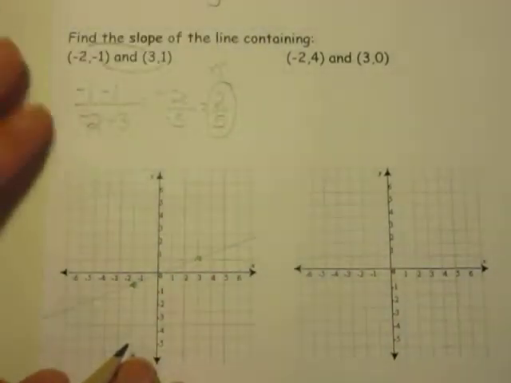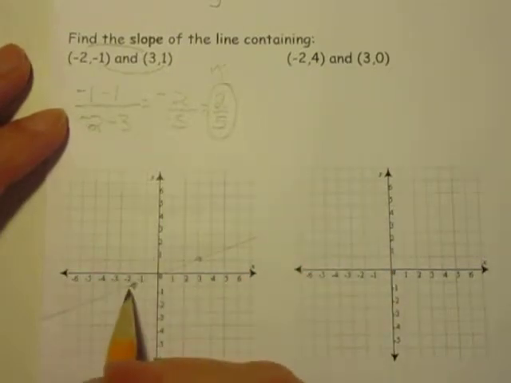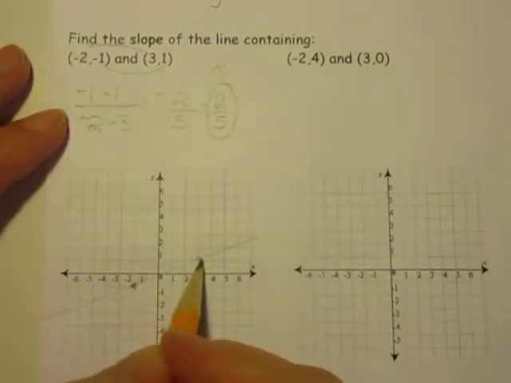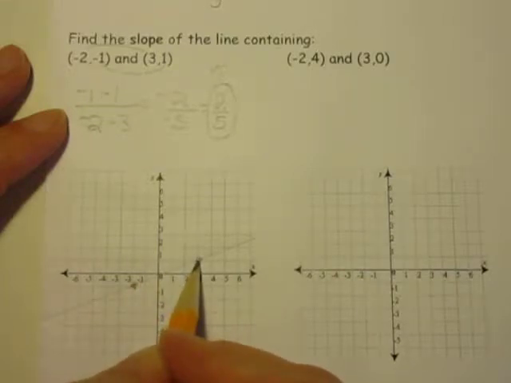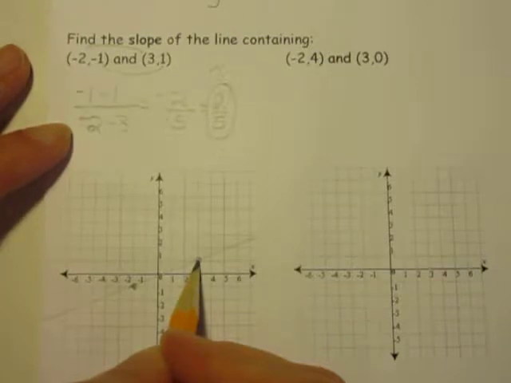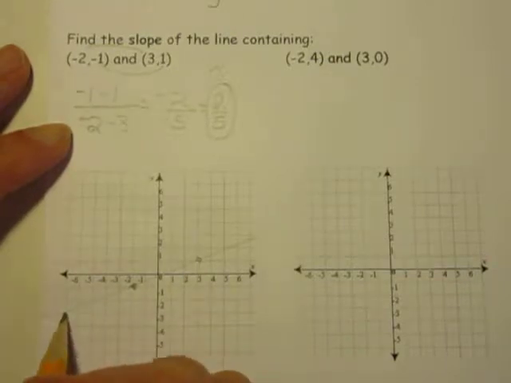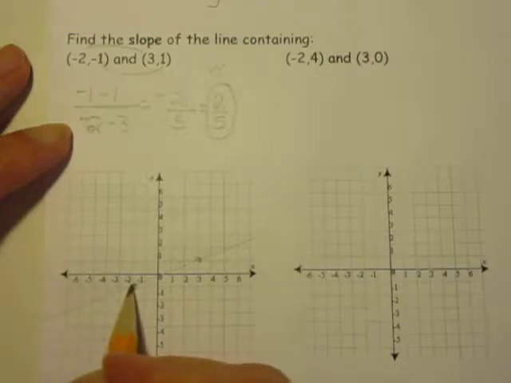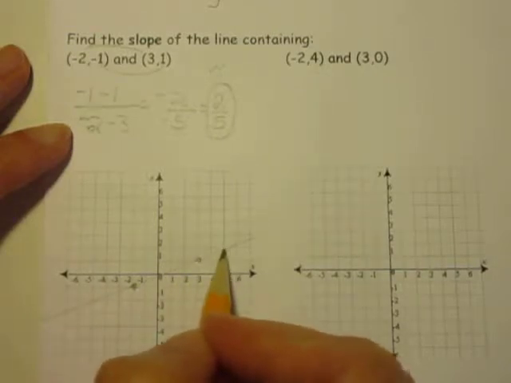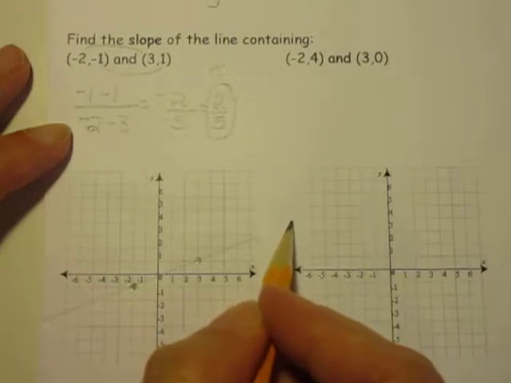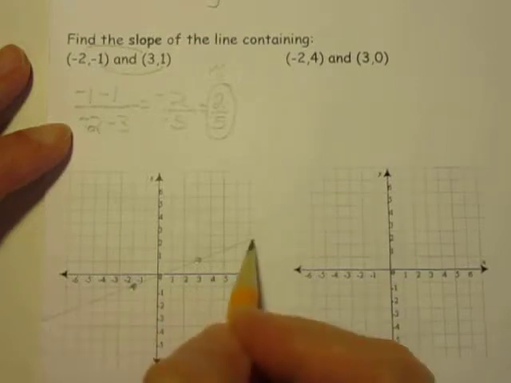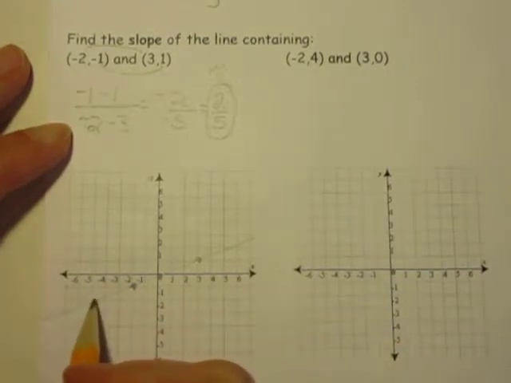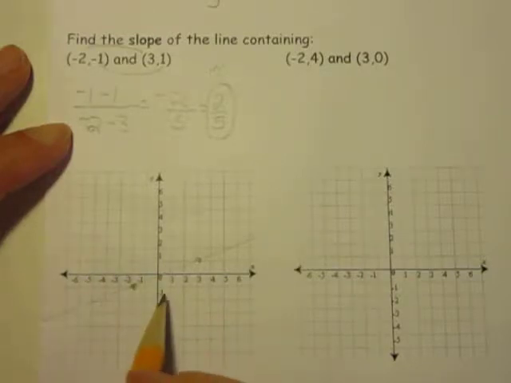So what I found is that I have a line that looks like this. And I can see that from this point to that point, I had to count up 2 and over 5 to get to the other point. What this tells me is that any point on this line, I could start with a point way over here. If I count up 2 and over 5, I'm going to land on the line. If I count from a point here, up 2 over 5, I would land on the line again. So that change is constant. That's what makes this a linear equation, a straight line, that no matter where I grab a point on this line, I should be able to count up 2 and over 5 and land on this line again.